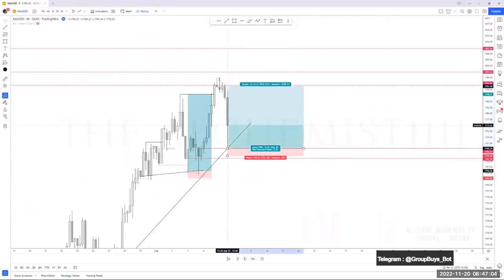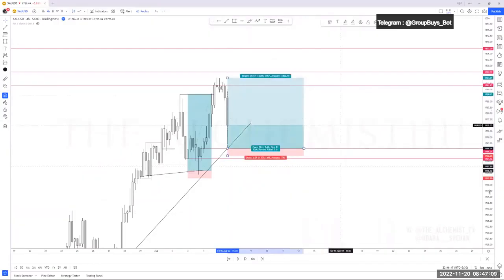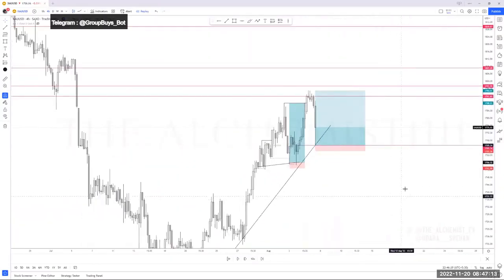Where's our target? Where are our targets? Here, right? So once again, what is that? You have a 1 to 9. Isn't that enough? More than enough, right? More than enough. Okay, that is more than enough.